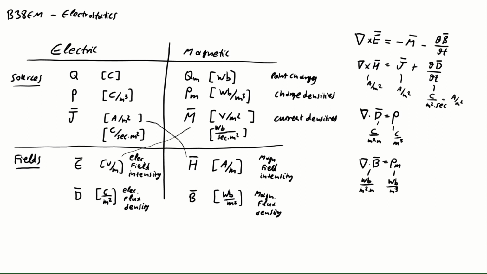Taking electric charges Q and moving them forms an electric current density, J. Taking magnetic charges Q sub m and moving them would form a magnetic current density. However, it is important to note that magnetic charges and magnetic charge densities have never been observed. We use them as mathematical tools and quantities only, to help us simplify or solve problems. In physical cases, since magnetic charges have never been observed, there are no magnetic charge densities.